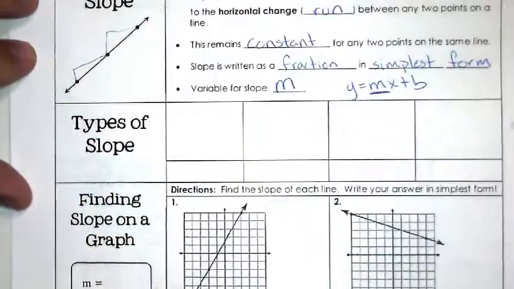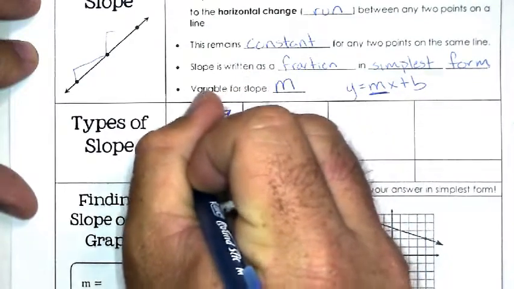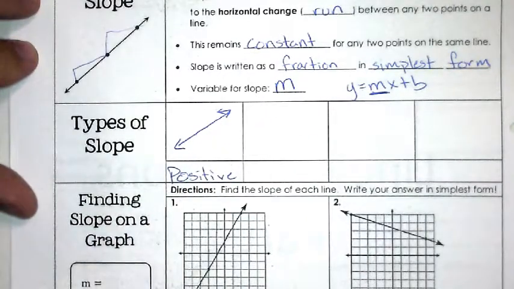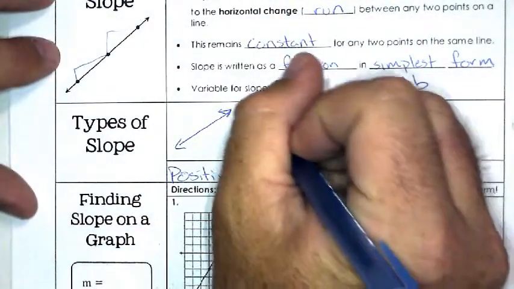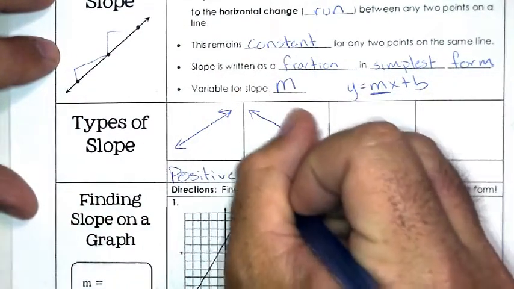There are 4 different types of slope. Can someone name one of them? Positive slope. Let's just do one at a time. Positive slope is one of the slopes we have. Okay? Which means we are going from left to right in an upward direction. Now, what's the opposite of positive first? Negative. Okay? So now we have negative slope, which goes downward from left to right.